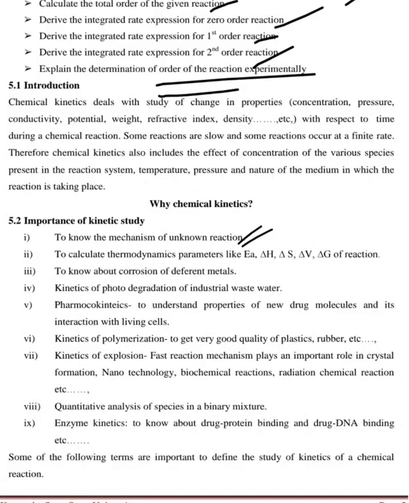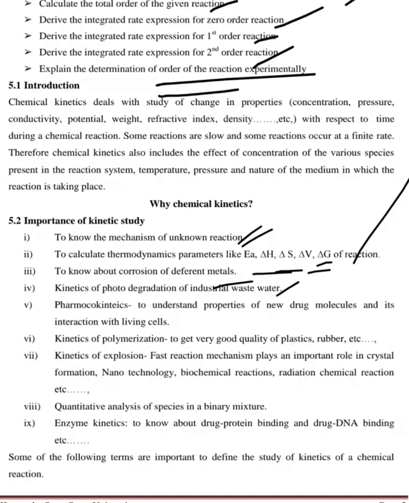Further, we are going to calculate the thermodynamic parameters we studied in the previous units, like delta H, delta S, delta V, delta G of the reaction, and to know the corrosion of different materials. The next point is kinetics of photodegradation of industrial waste. Photodegradation is nothing but the absorption of photons.